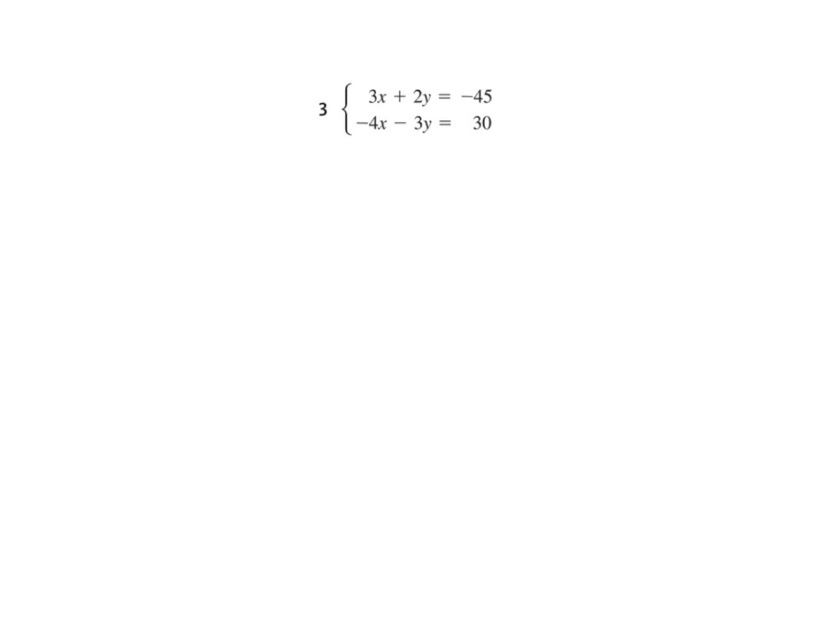So, if we look at this, neither one of them go into anything, so we're going to multiply the top. I'll just get rid of the x's. We'll multiply the top by 4, and the bottom by 3. And we get 12x plus 8y equals negative 180. And the bottom one, we get negative 12x plus negative 9y equals 90.